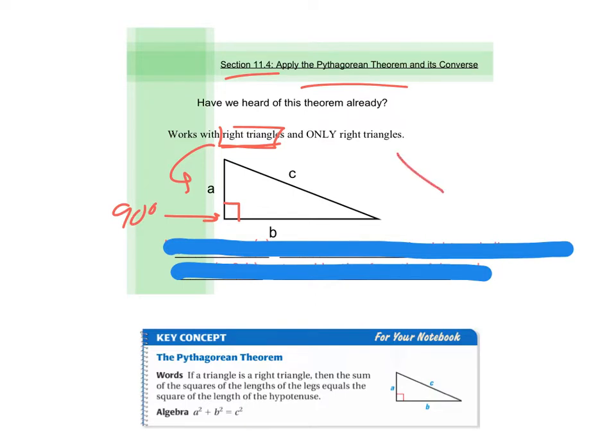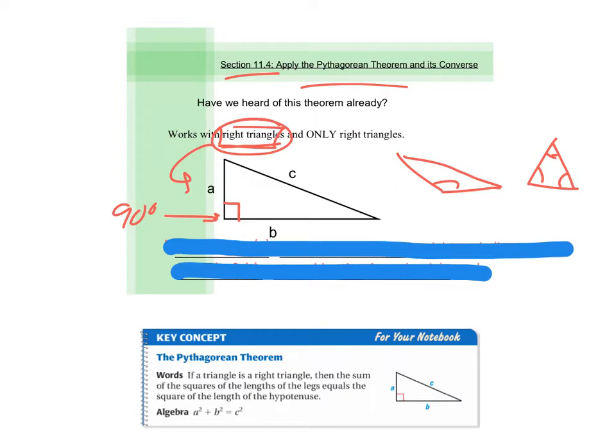As opposed to, again, other types of triangles, there's obtuse triangles where one angle is bigger than 90 degrees, or there's acute triangles where all the angles are less than 90 degrees, we could say. But we are just working with today right triangles. There's a theorem that works for this.